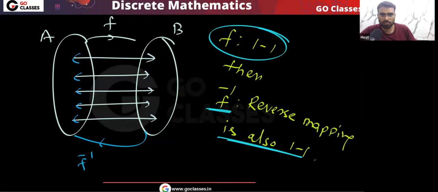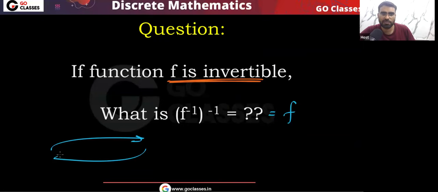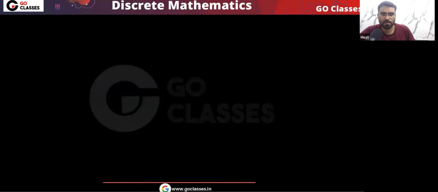Now let's move on. Tell me the answer for this question. If F is invertible, then what is F inverse again inverse? F inverse again inverse. So that is very intuitive. That will be F. Okay, because first you find F, then F inverse, then again you will get F. So very simple. F inverse again inverse is F.